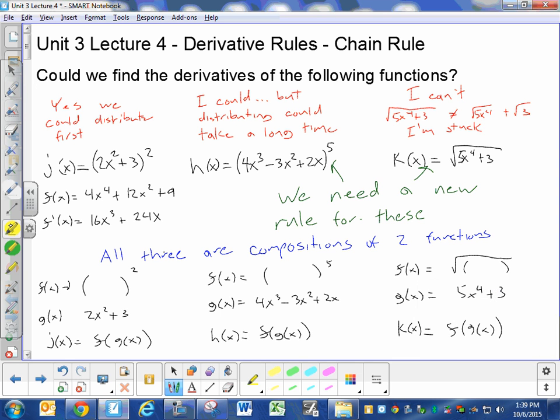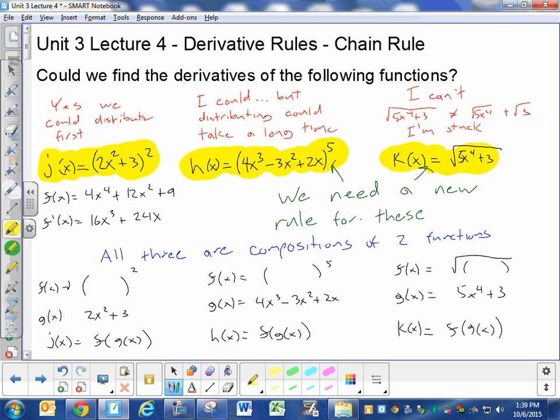All right, this is our last lesson of this unit. It's our last rule we're going to learn. It's called the chain rule. And I have three functions up here. I wrote a lot on the board. You don't have to copy things down, but I just want you to understand what's going on here. We have J, H, and K.